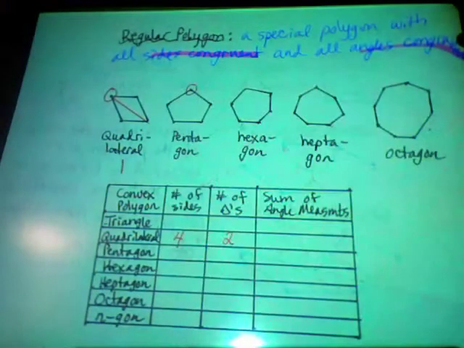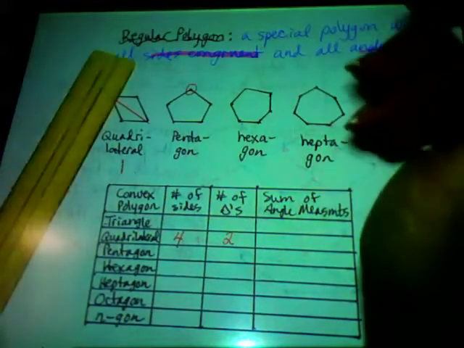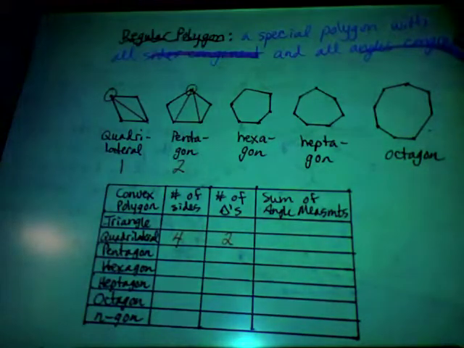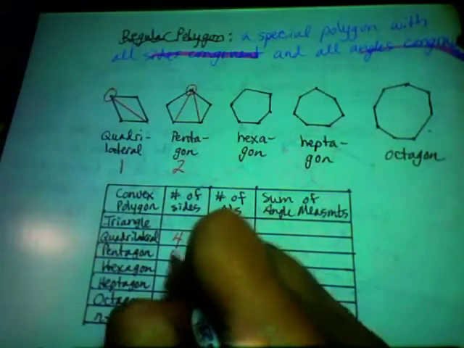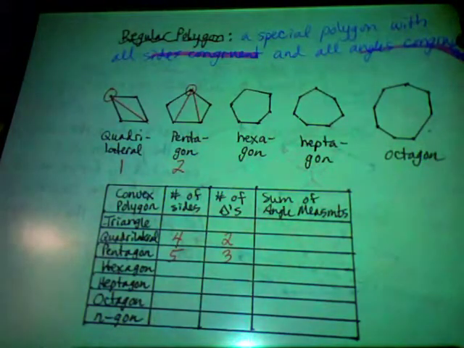Then go to the pentagon. I'm going to choose that vertex. We'll talk about why we skip the triangle in a minute. You'll see why. How many diagonals can you draw from that vertex? Two. I can draw one from here to here and from here to here. So I do get two diagonals. How many triangles were created? Three. So a pentagon has five sides, three triangles, two diagonals.